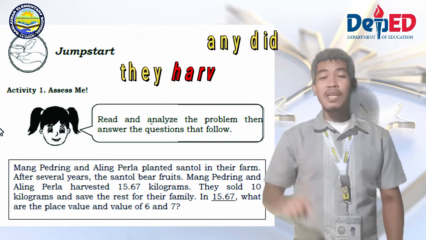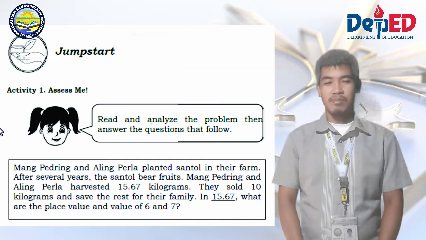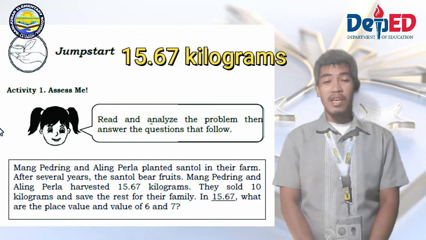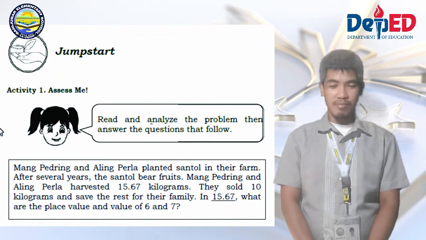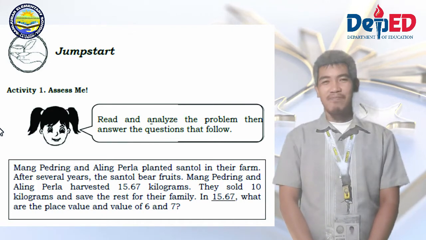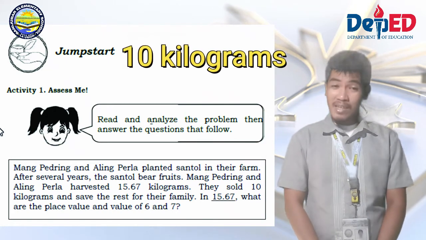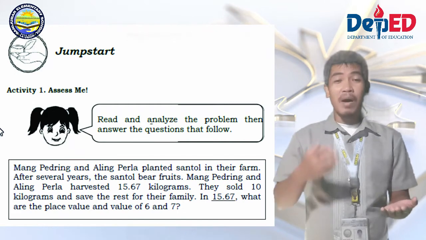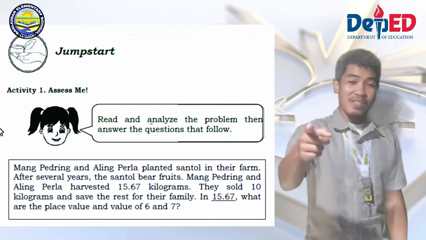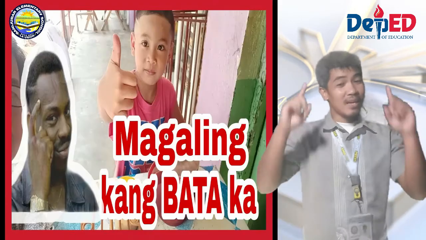How many kilograms of santol did they sell? Correct si Denver. It is 15 and 67 hundredths kilograms. How many santol did they save for their family? Very good si Zyron. It's 10 kilograms. What character traits best describes Mang Pedring and Aling Perla? Tumpak si Oliver. Sila ay maalaga sa mga puno at halaman. Naglalaing kayo, Nubing.